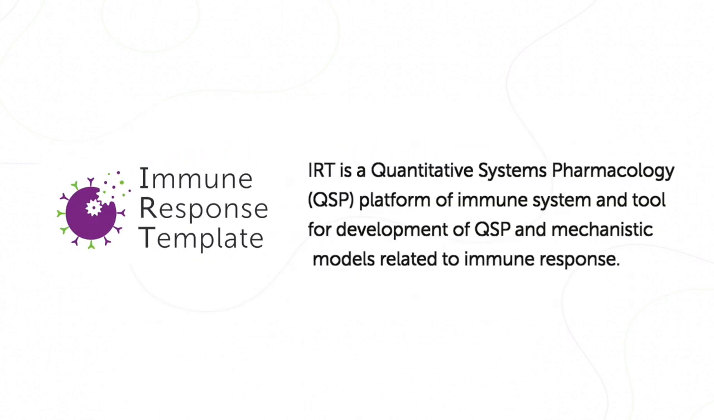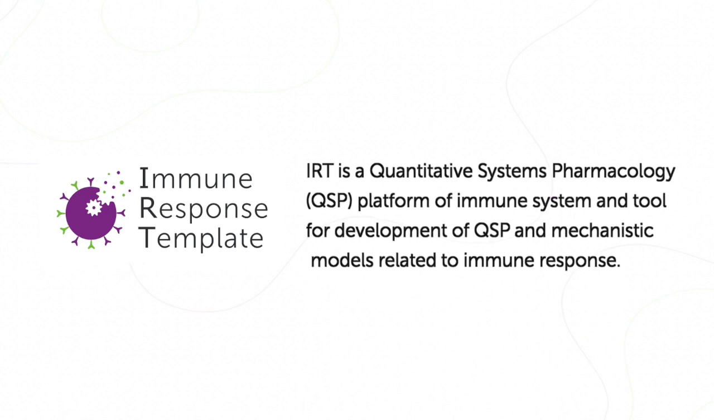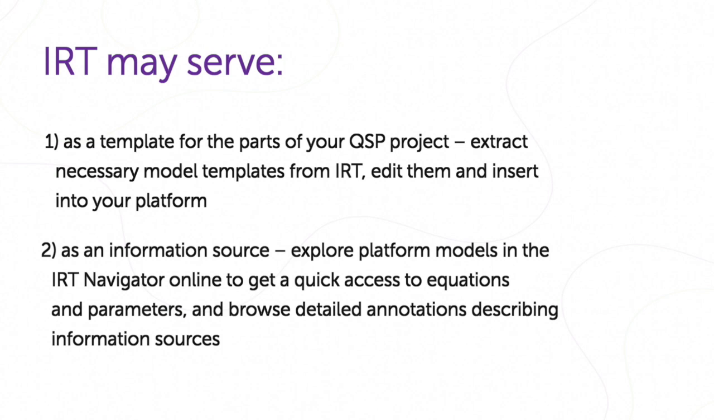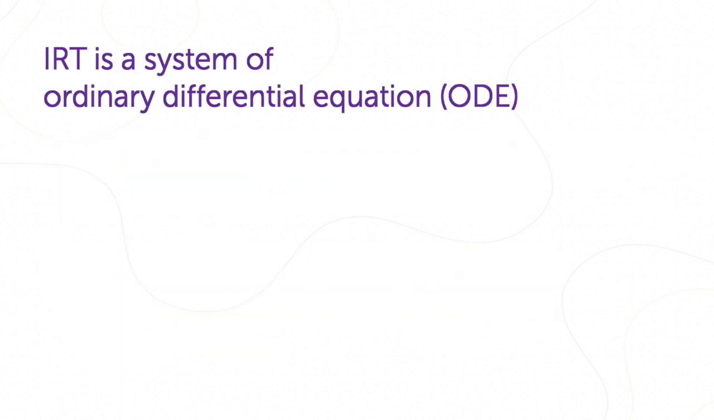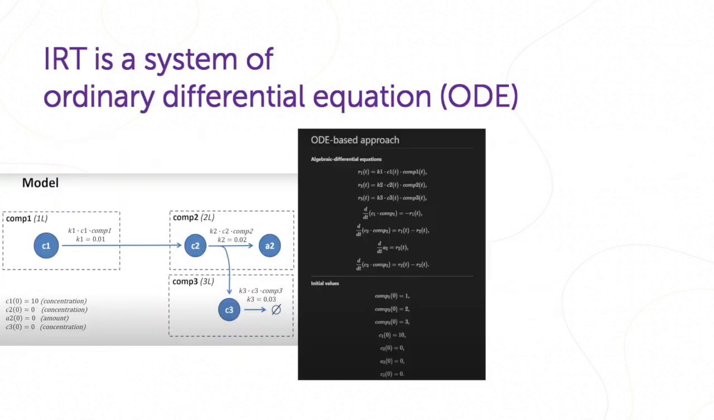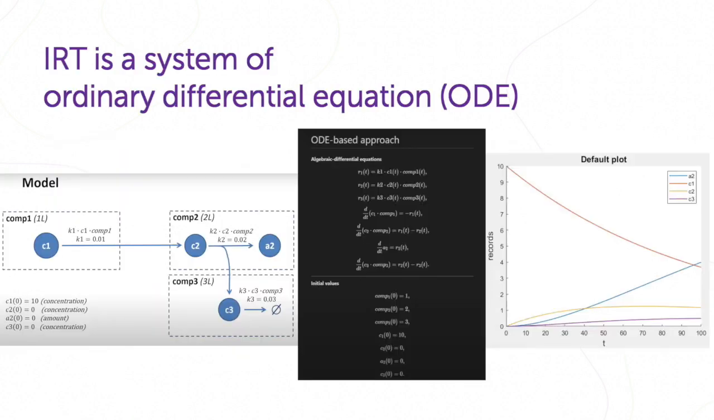IRT is a quantitative system pharmacology platform of the immune system and a tool for development of QSP and mechanistic models related to immune response. You can use an IRT submodel as a base for your project, but also IRT is convenient to use as an information source. Ordinary differential equations describe key cells, active substances, and surface molecules of the human immune system as dynamic variables.